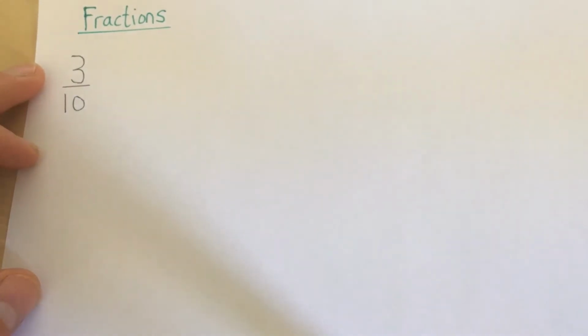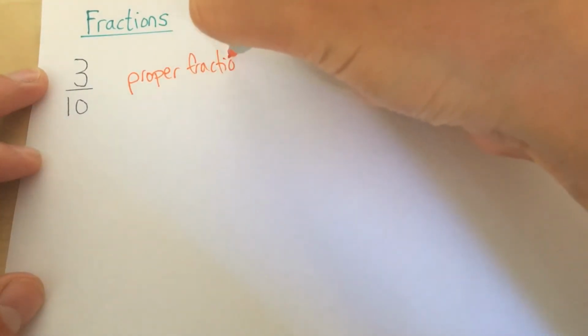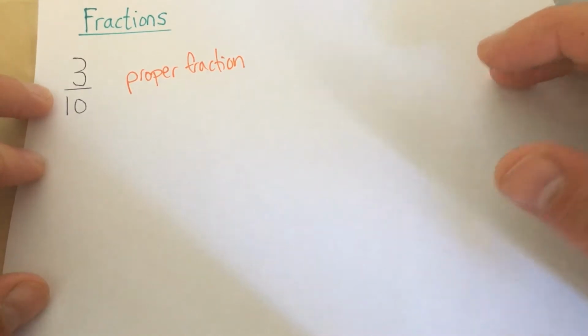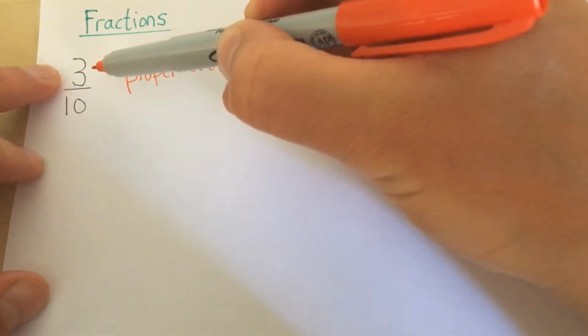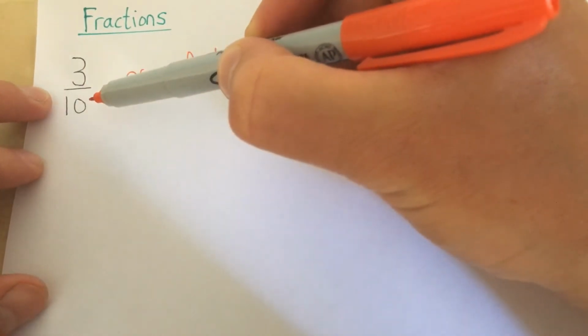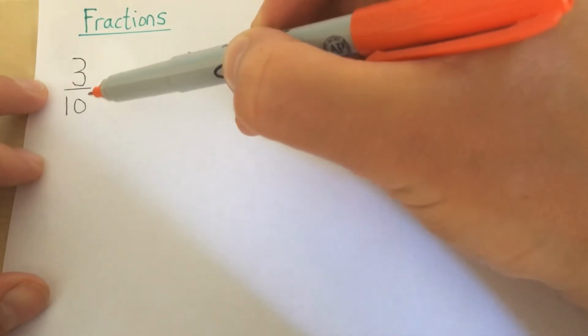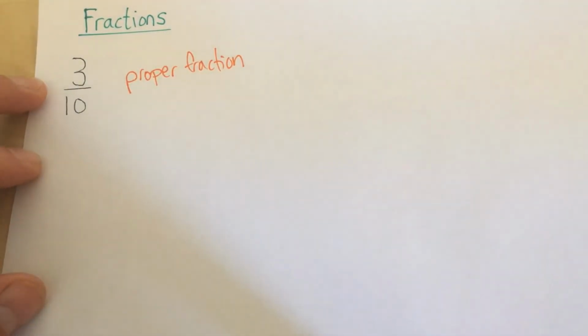Here we have an example of a proper fraction. Three tenths is a proper fraction because the value of the numerator is less than the value of the denominator. 3 is less than 10. So this is what we call a proper fraction. But not all fractions are like this.